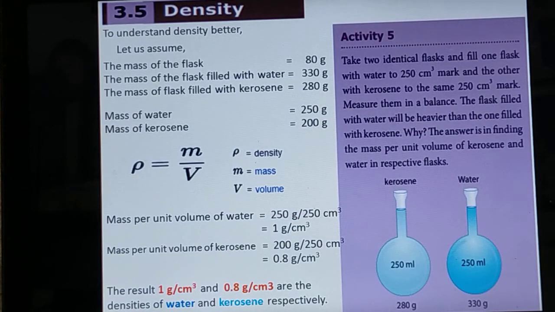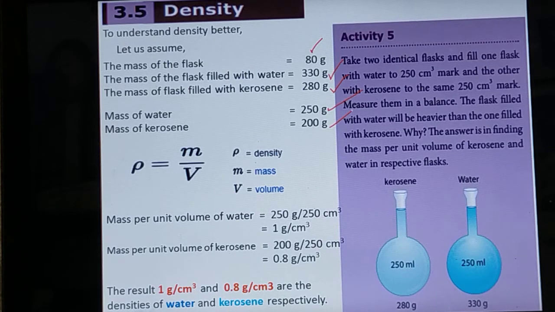Next we move to density. To understand density better, let us assume the mass of the flask is 80 gram. The mass of the flask filled with water is 330 gram. The mass of the flask filled with kerosene is 280 gram. Now the mass of the water is 250 gram, and the mass of the kerosene is 200 gram.